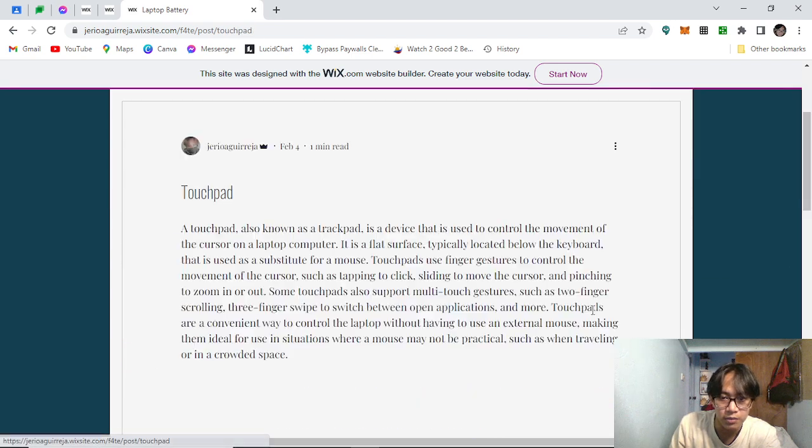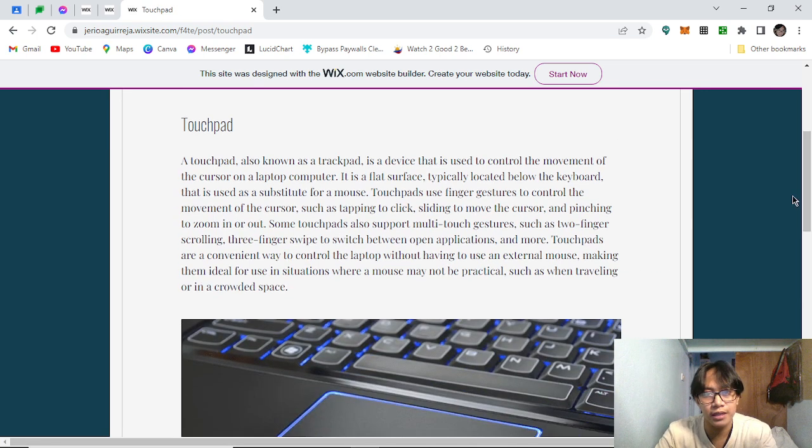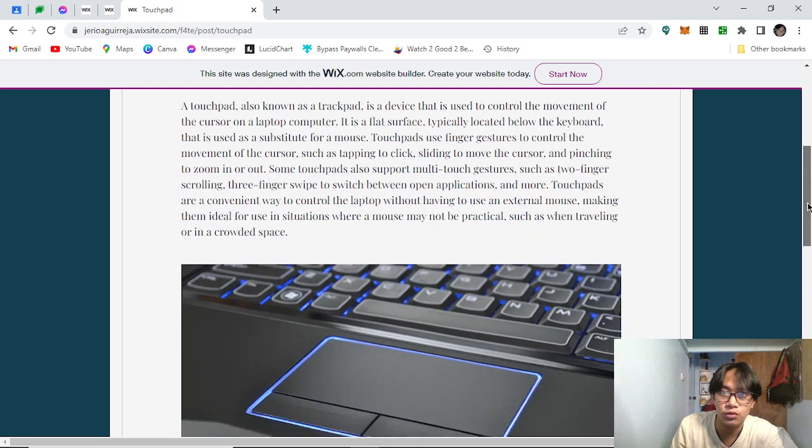So next is the touchpad. Touchpad, also known as a trackpad, is a device that can use to control the movement of the cursor on a laptop computer. It is a flat surface typically located below the keyboard that is used as a substitute for a mouse. Touchpads use finger gestures to control the movement of the cursor, such as tapping to click, sliding to move the cursor, and pinching to zoom in and zoom out. So, some touchpad also support multi-touch gesture, such as 2 fingers scrolling, 3 fingers swipe to switch between open application or more. So that's the touchpad.